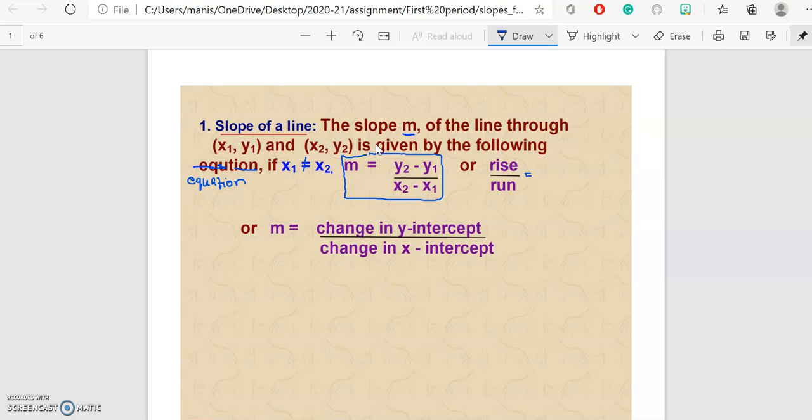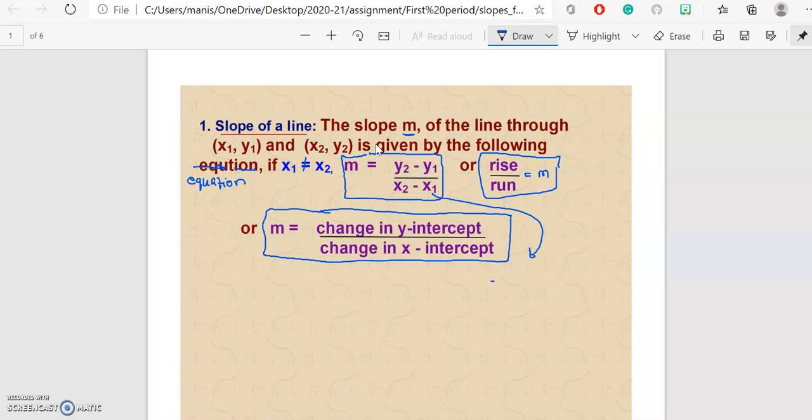Another formula for slope is rise over run, and we have a third formula for slope, that is change in y-intercept over change in x-intercept. All of these three formulas are the same, but they differ in use. The first formula we will use when we have been given two points (x1, y1) and (x2, y2). The second we will use when we have been given a graph, and the third we will use when we have been given the x-intercept and y-intercept.